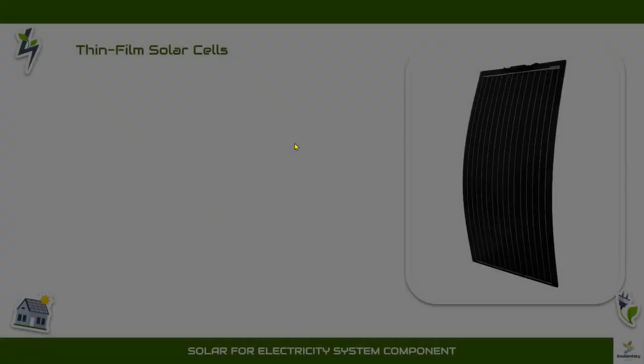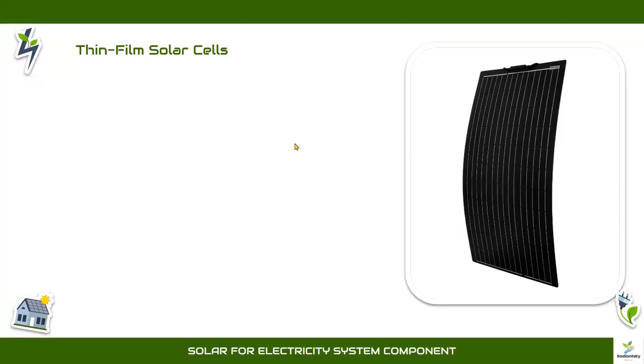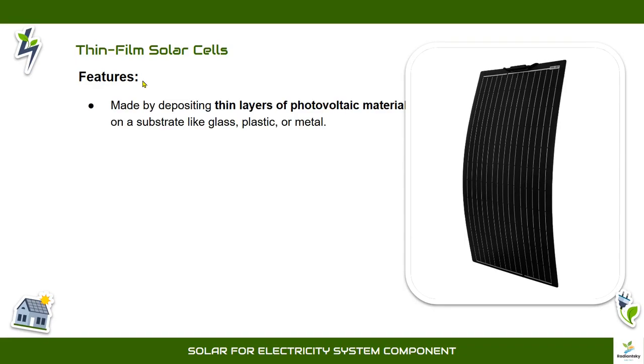So let's look at the other type of solar panel, thin film solar panel. So how is this one made? Thin film solar panels are made by depositing tiny layers of photovoltaic material on a substrate like glass, plastic, or metal, okay. So these are more like flexible types of solar panels. One thing you should know about thin film solar panels is that they are very flexible and lightweight, and often they come in black or dark color.